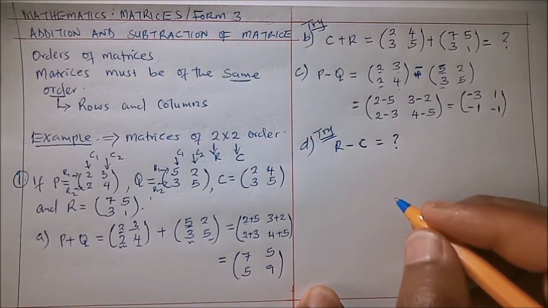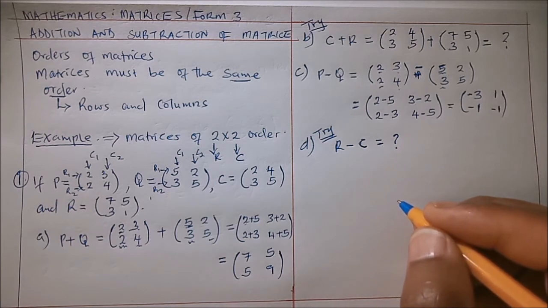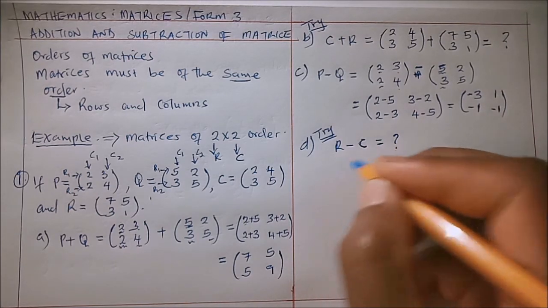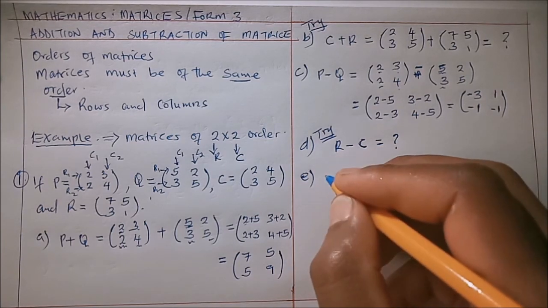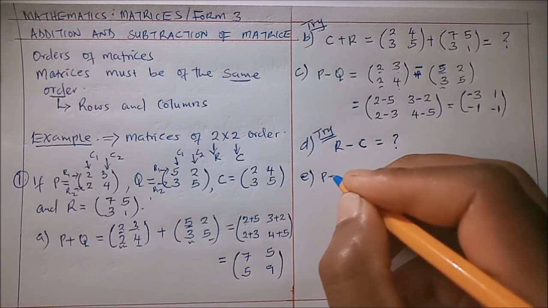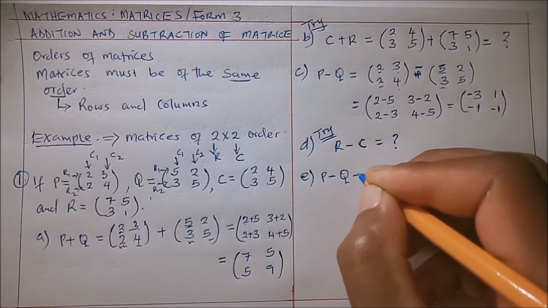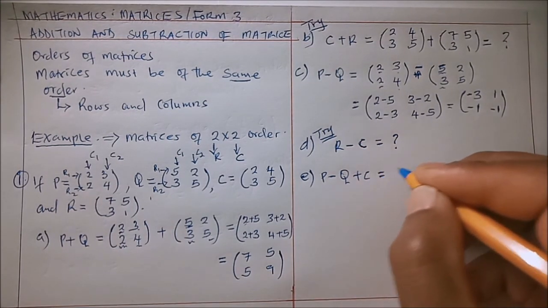I'm going to have an example that will involve like two operations, addition and subtraction at the same time. So I'll have part E. What is P minus Q? Then plus C. So what I'm supposed to know is what is my P.